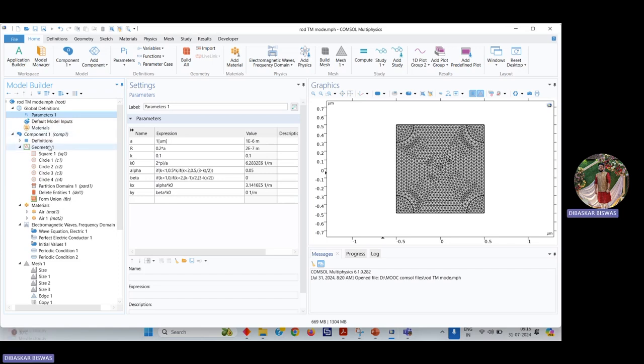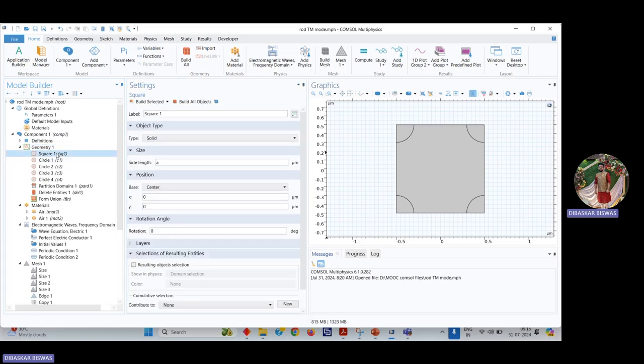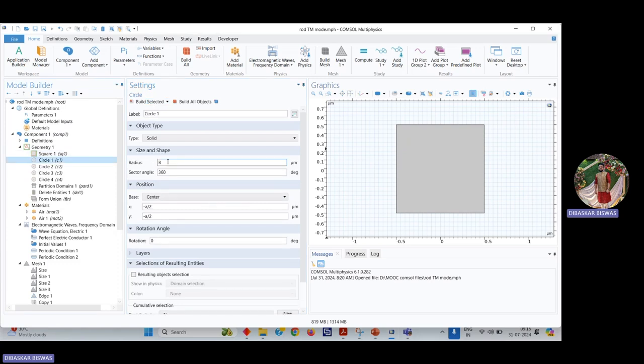After defining this, you go to geometry and set the unit as micrometer, and then build the square shape by giving the side length and center as origin. So your center is origin here. Then you create all four circles. Take radius as r, and their centers will be at each one of the corners. I have taken minus a by 2, minus a by 2 for the first circle, and accordingly I have built all four circles.